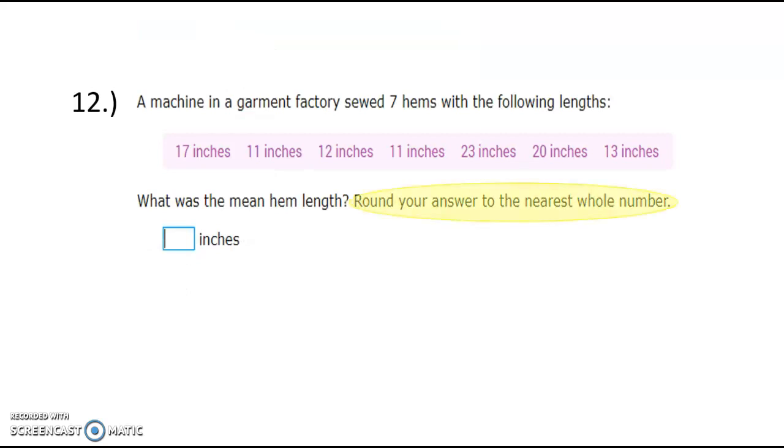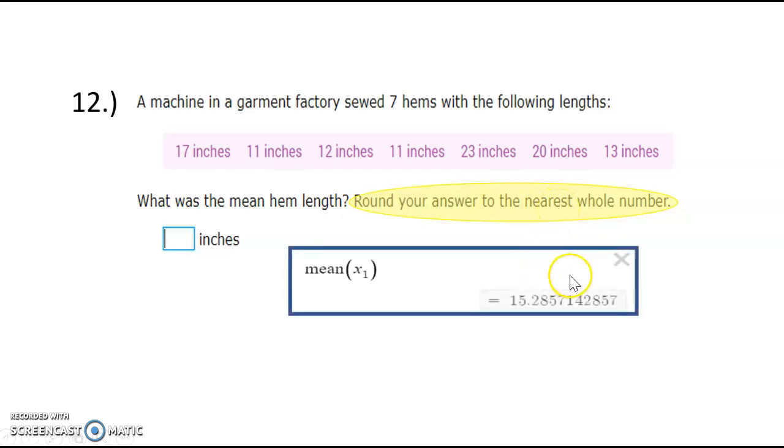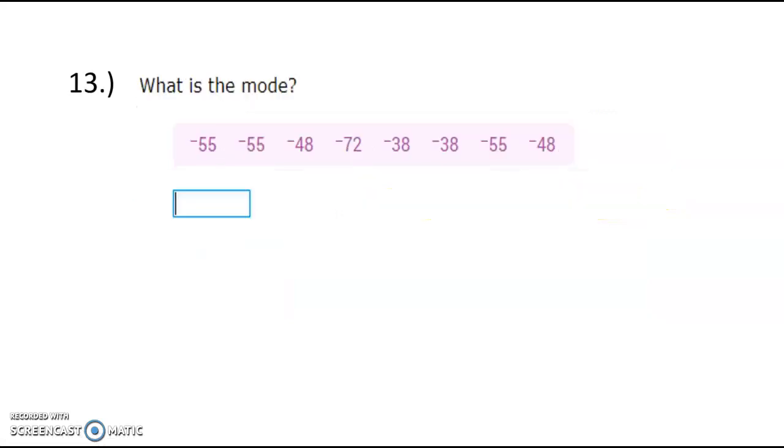In this particular problem, it indicates that we should round our answer to the nearest whole number. Therefore, our mean that we got in Desmos needs to be rounded to the nearest whole number, and that number becomes 15. Last example, what is the mode? Take a moment and calculate this value.